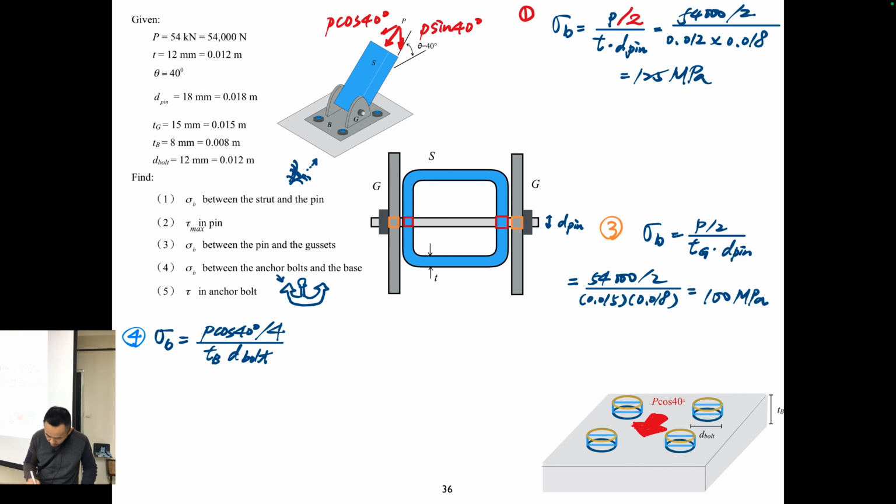All right, so now let's continue. 5,4,0,0,0 cosine 40 degree, divided by 4.